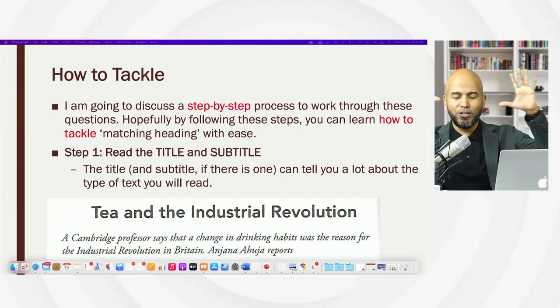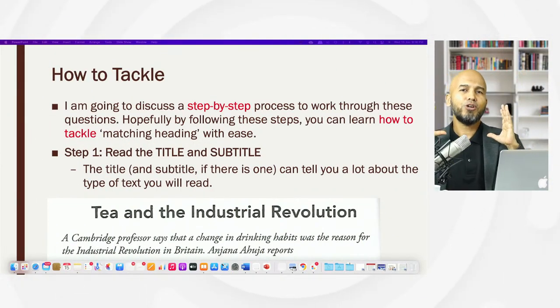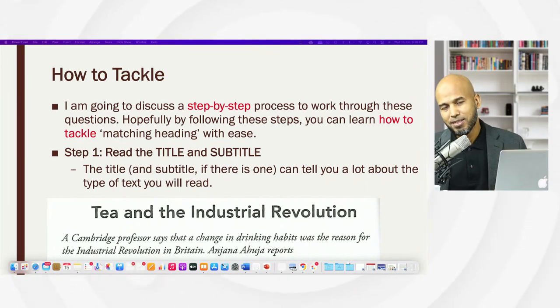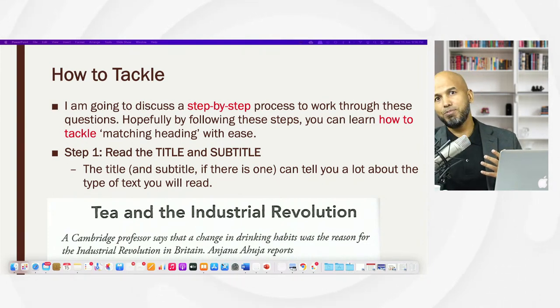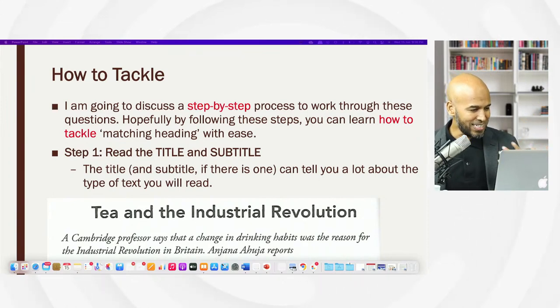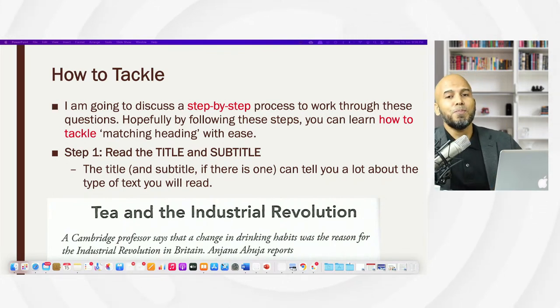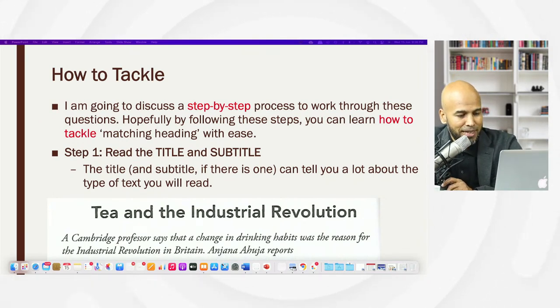So after reading the heading, you now try to guess, try to visualize, try to create an image of the relation between the tea and the industrial revolution. And changing the drinking habits was the reason for the industrial revolution. How? Big question. And of course, for that reason, we are going to read that. Yes. So what I can do, I can attach the text so that you have a chance to read in future. I'm going to now tell you how to tackle.